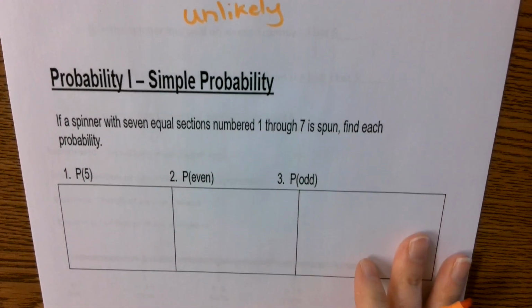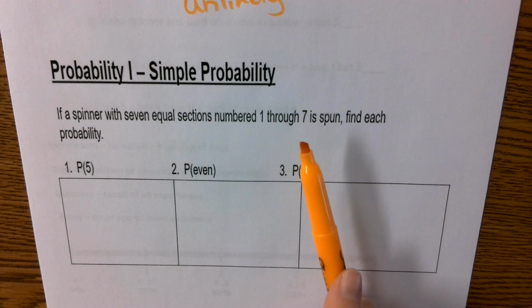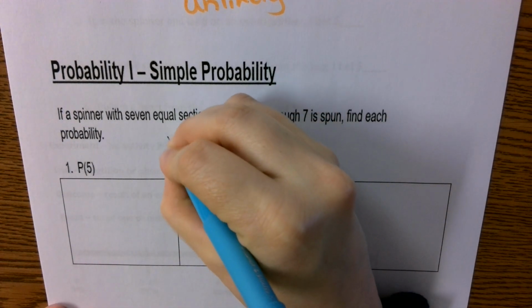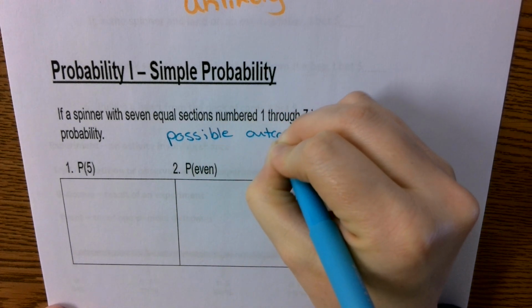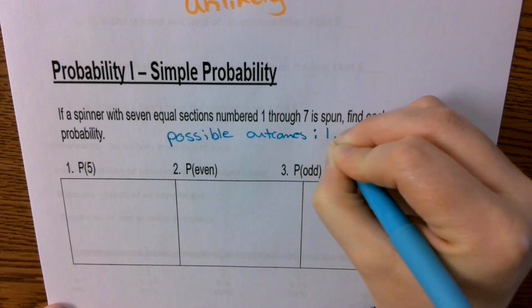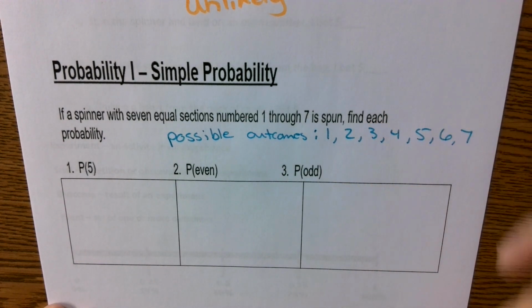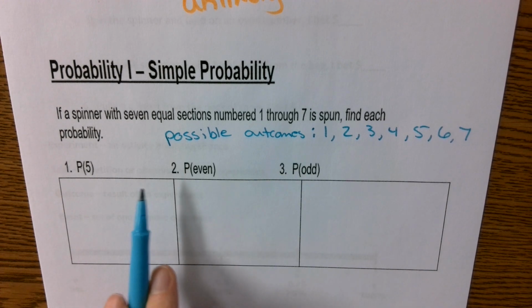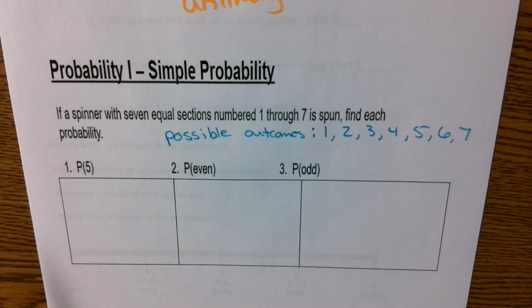Okay? All right, and then down here, I want you guys to go ahead and fill in these problems. If you have a spinner that is labeled 1 through 7, so that means that you've got possible outcomes of 1, 2, 3, 4, 5, 6, and 7. Those are your possible outcomes. I want you to identify the probability of landing on a 5, the probability of landing on an even number, and the probability of landing on an odd number. Go ahead and fill those out real quick.